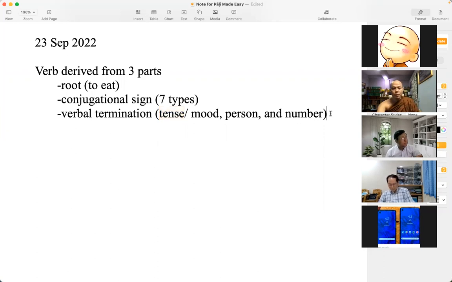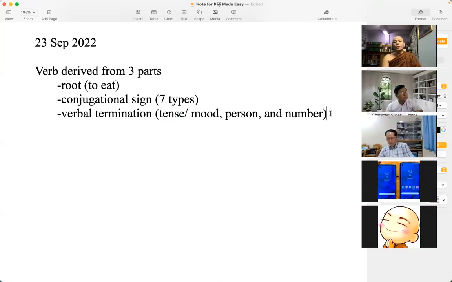Okay. Could I have a question? So what is the function or the purpose of the conjugational sign? Just to classify roots. Classifying what? Root. Let's say verbal terminations denote or explain to us the verb's tense, person, and number. But the conjugational sign would classify the root. What is the purpose for the classification? Why do we need it?